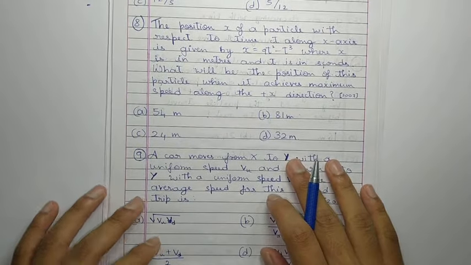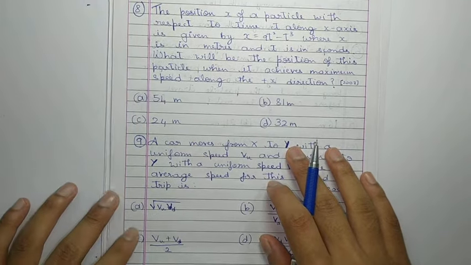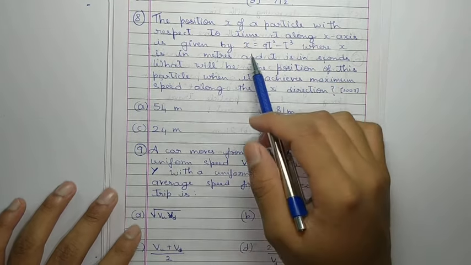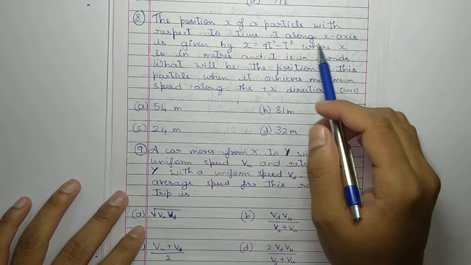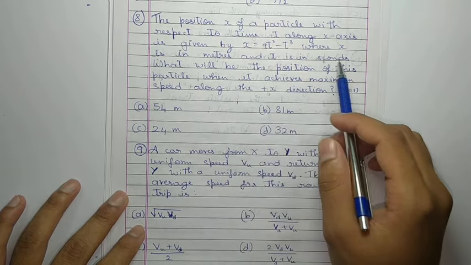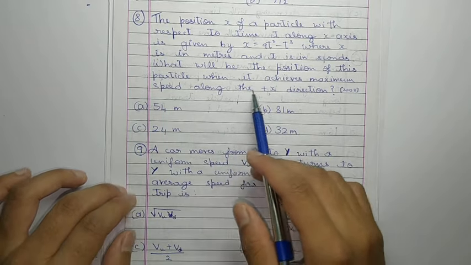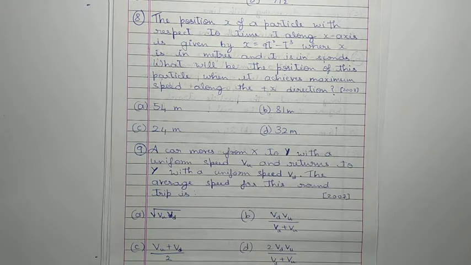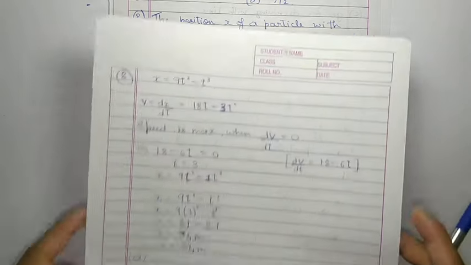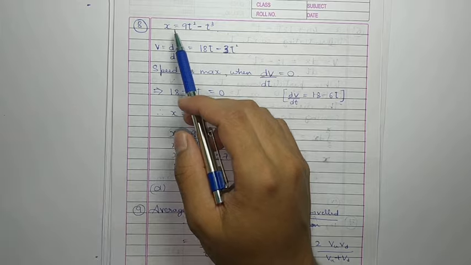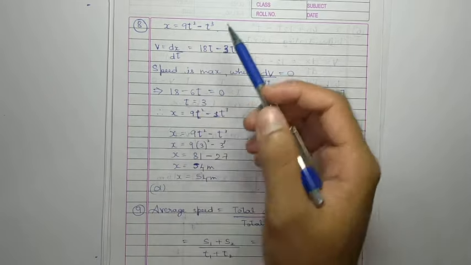Question 8. The position x of a particle with respect to time t along the x-axis is given by x = 9t² - t³, where x is in meters and t is in seconds. What will be the position of this particle when it achieves maximum speed along the positive x direction? Again we have the equation of displacement, x = 9t² - t³.